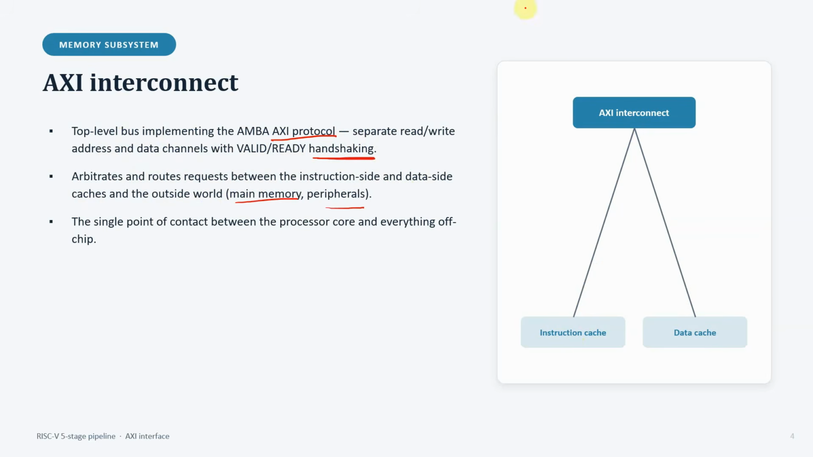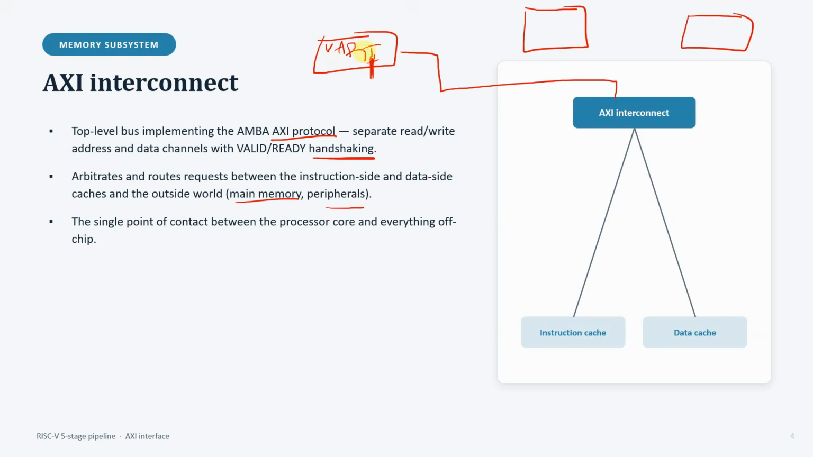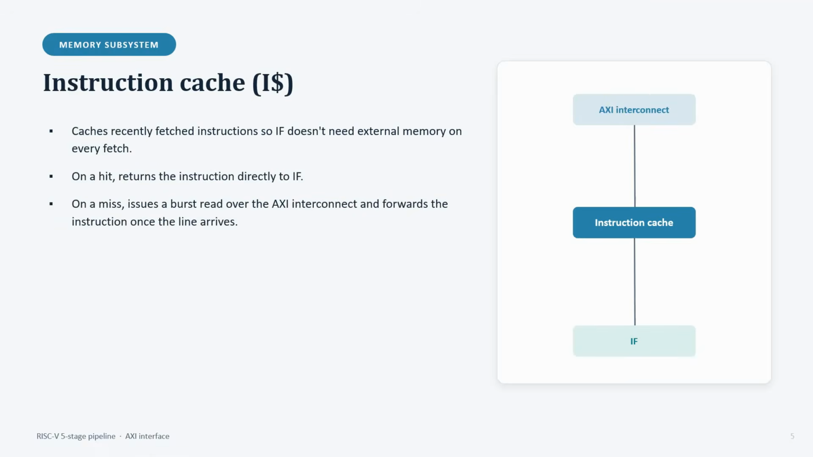I'm going to have two separate memories for my data and instructions, and from those my AXI interconnect is going to fetch and store into my instruction cache as well as data cache. The single point of contact between the processor core and everything else on the chip is this AXI interconnect. Suppose I want to connect a peripheral, such as a UART controller or an SPI controller, then I'm going to connect it using the same AXI interconnect.